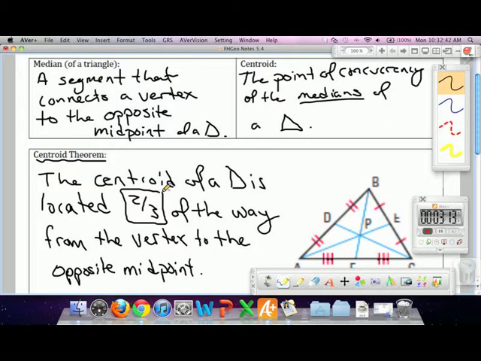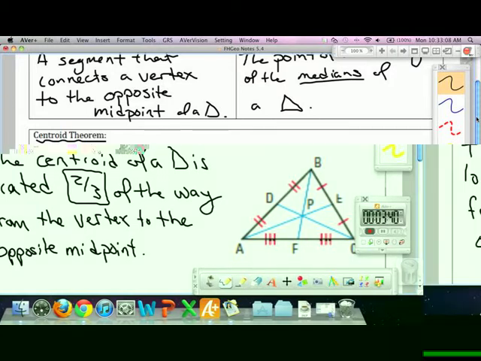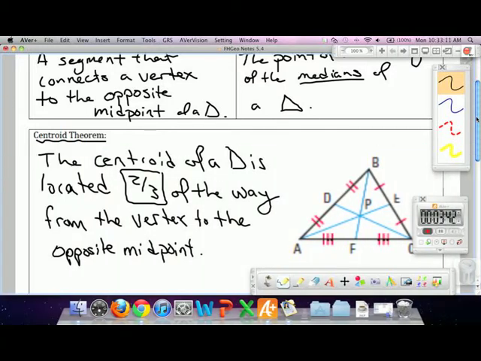Which means since it's located in each median, it breaks each median into two chunks. A two-thirds, one-third relationship. Now what's nice is, how are two-thirds and one-third related to each other? How would you compare those two distances, the two-third chunk and the one-third chunk? The two-thirds chunk is twice as big as the one-third chunk. So what we're doing is breaking each median into two segments, one that's twice as long as the other.